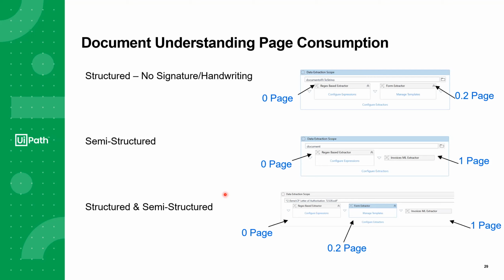And then if I'm processing a combination of structured and semi-structured documents within the one workflow, I can try regex first. If that fails, I can try forms if it's a structured document, and then I could try the ML extractor if it's a semi-structured document. So with the flexibility we have built into the architecture, customers can get a lot of value out of our pricing model.